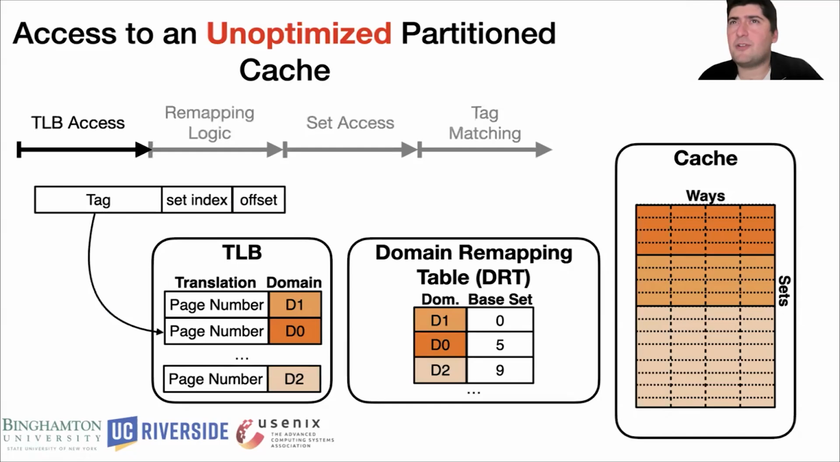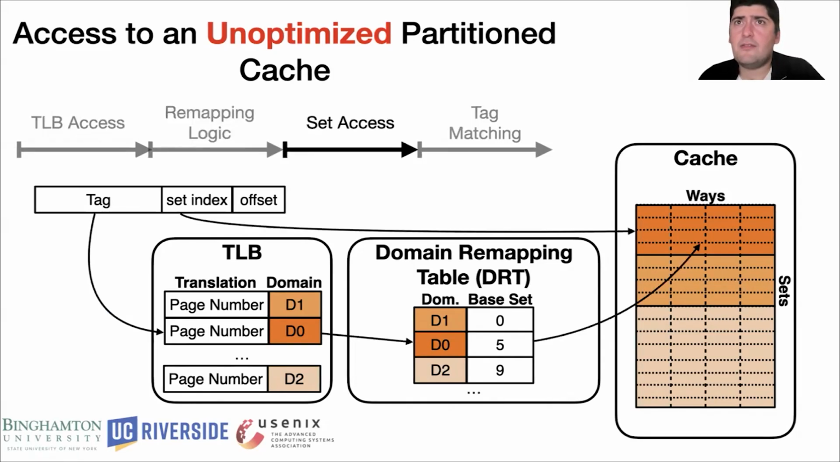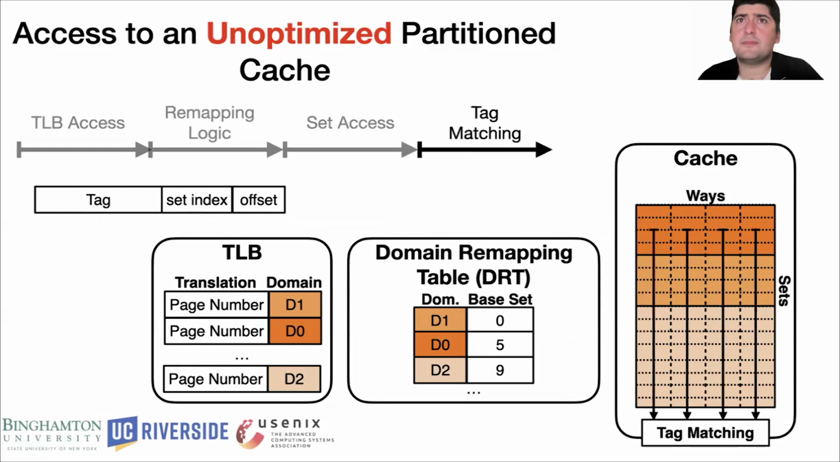Modern caches adopt virtually tagged physically indexed caches, which normally allow the TLB and the cache to be simultaneously accessed. Unfortunately, in this unoptimized scenario, the TLB has to be accessed before the cache for SCC to retrieve the remapping information of the domain. Then, we access the DRT to retrieve the remapping metadata of that domain. Then we perform a set access, and the access is finalized by the tag matching process. Notice how the unoptimized access takes 4 cycles instead of the 2 cycles of a baseline cache.